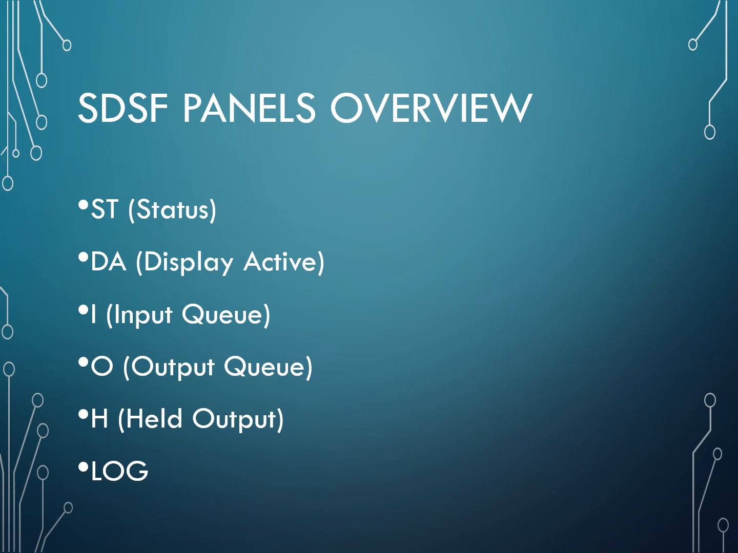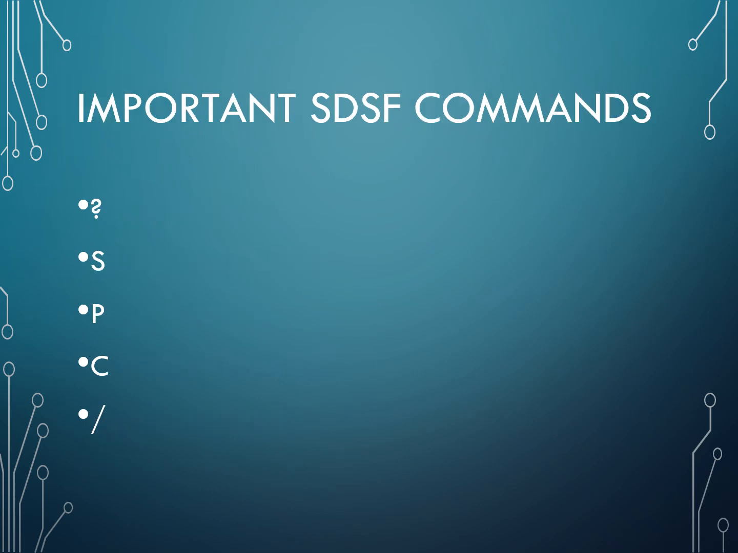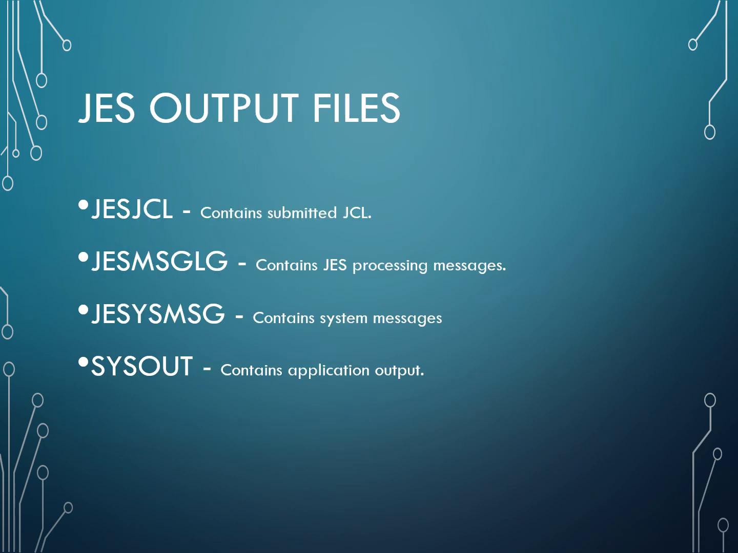Now, let's look at some useful SDSF commands. Question mark. It displays help information. S is used to select a job and P prints output. C cancels a job. / displays detailed information. These commands help developers quickly navigate SDSF screens and investigate job issues.